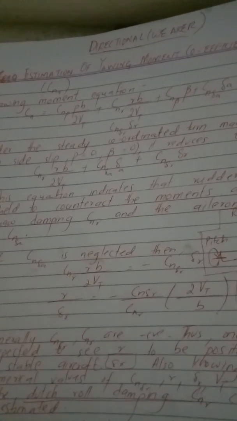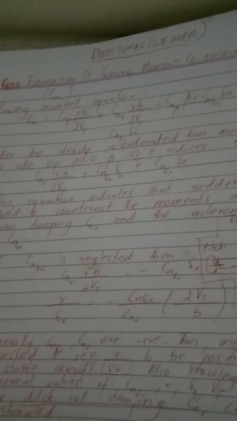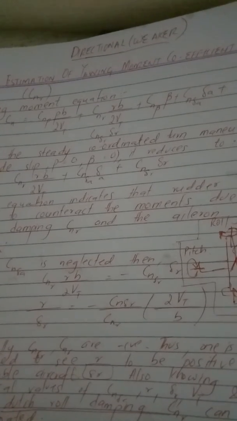Cn of r. The yawing moment equation is in front of you: Cn is equal to Cn p times Pb over 2Vt, due to turn, plus Cn r times Rb over 2Vt, plus Cn beta into beta, plus Cn lambda a into lambda a, plus Cn lambda r into lambda r.